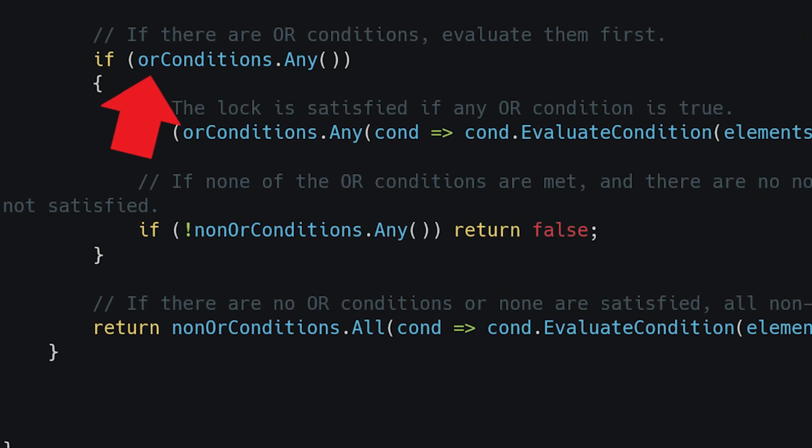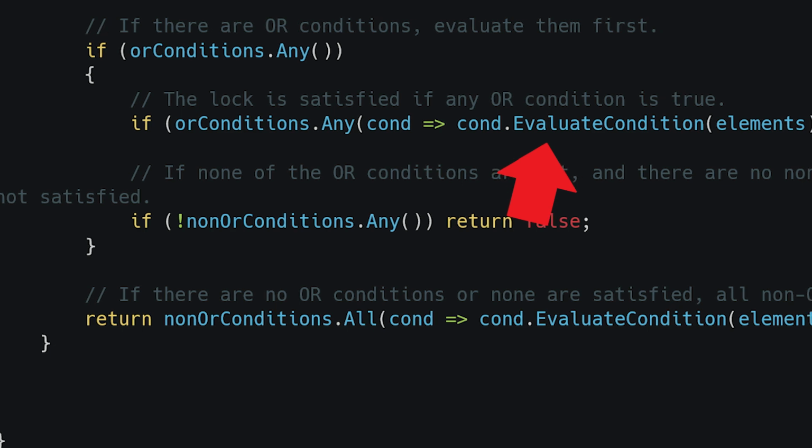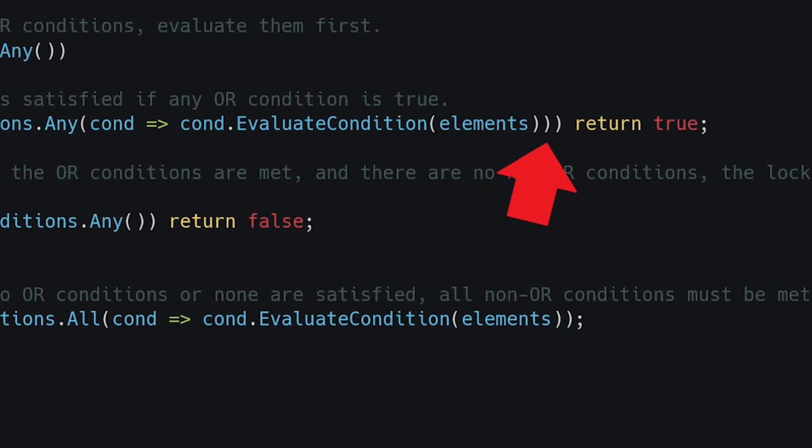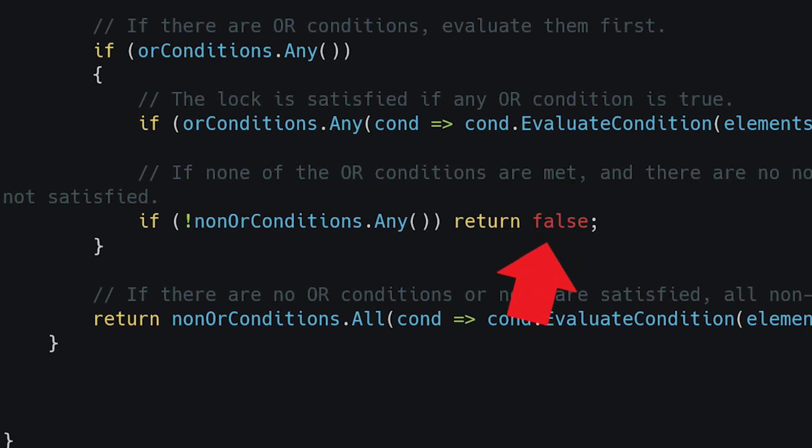3. Evaluating or conditions. If there are any or conditions, the function checks if any of these conditions are true given the set of keys. If at least one or condition is satisfied, the function returns true, indicating the lock is satisfied. If no or conditions are met, the function concludes that the lock is not satisfied and returns false.